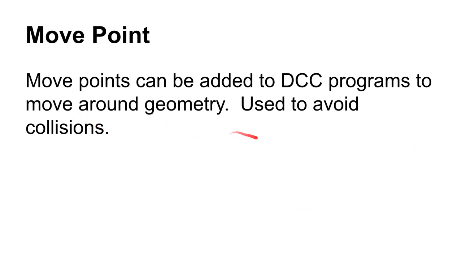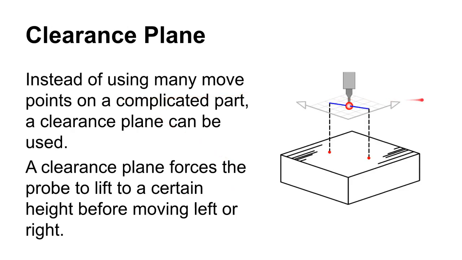All right, you can also insert points for the probe to just move to in order to avoid collisions, and you can install or put in what's called a clearance plane so that you move up to this sort of safe plane to avoid bumping into other geometry. I'll just say it's the easiest thing in the world to crash a CMM.